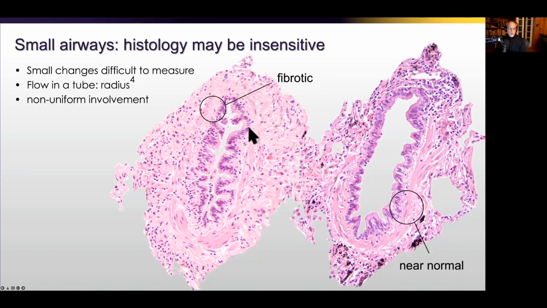They don't occur in the complete circumference of the airway. They may not occur in every airway. And very small changes have dramatic effects in flow. So something that you and I might feel may not be evident to the pathologist. Remember that flow in a tube is related to the radius to the fourth power. So for this 1 millimeter image, it turns out that just microns of fibrosis can be very important, something that the pathologist might have trouble assessing.